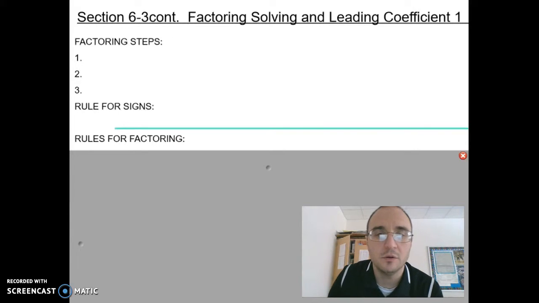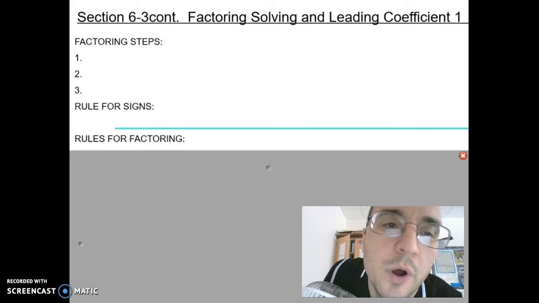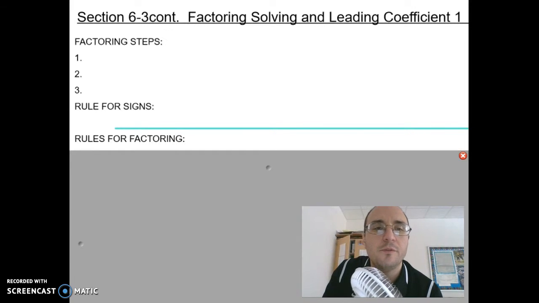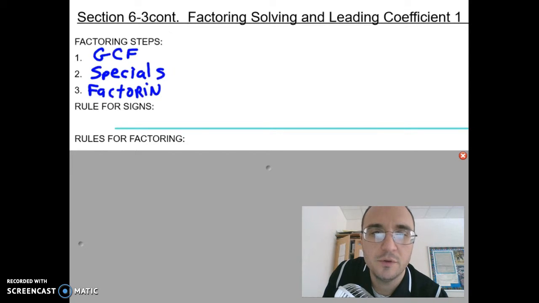So we're going to solve and factor with leading coefficients of 1. For the factoring rules, one thing we have to remember every single time is to always look for the GCF, then look for any special factoring or special products we can do, and then we go on to factoring.